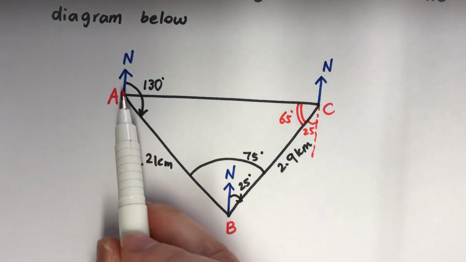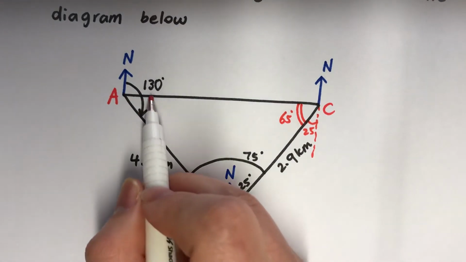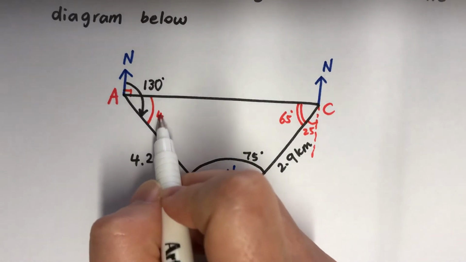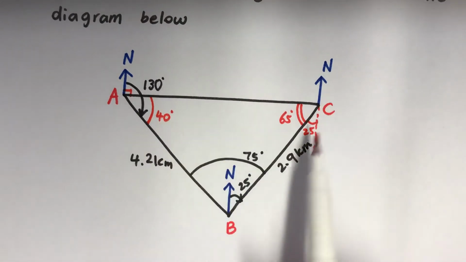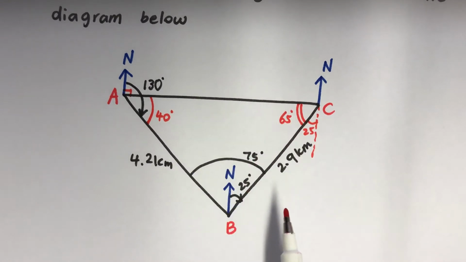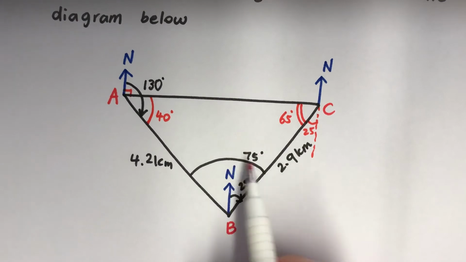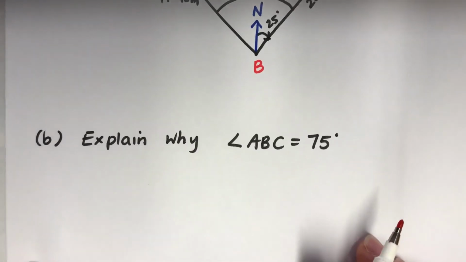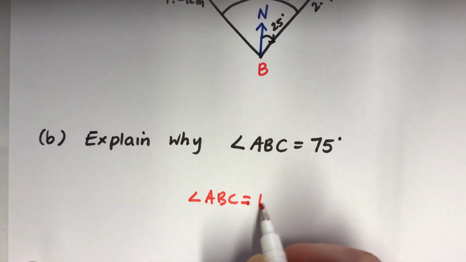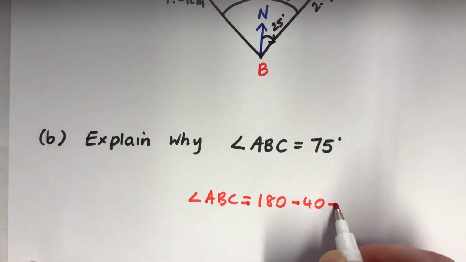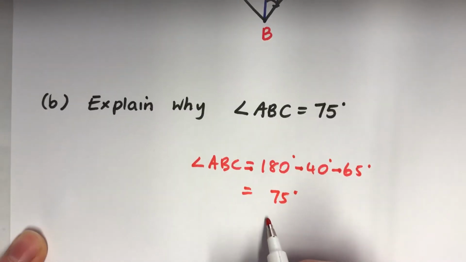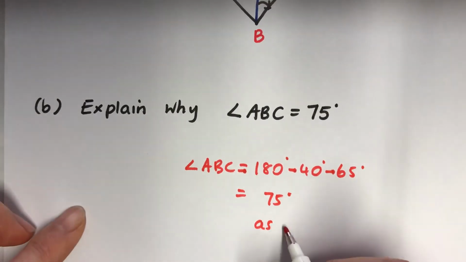Now, when you look at this one, that's 190, and 190 take away 90 degrees. What are you going to get? 40. So in the triangle ABC, I've got 40, I've got 65, and that needs to be 75. So angle ABC has to be 180 take away 40, take away 65 degrees, which will be 75 as required, because that's what the question asks you to explain.